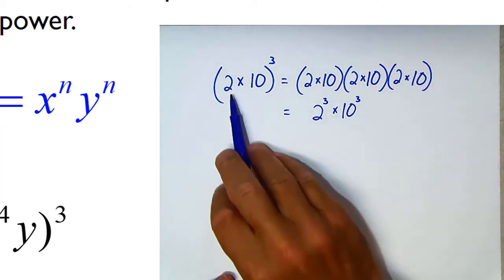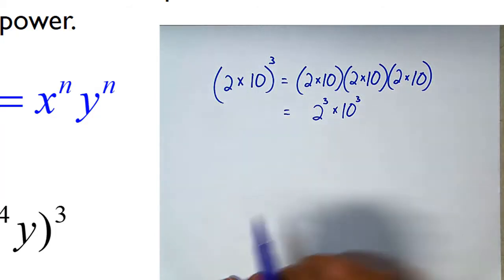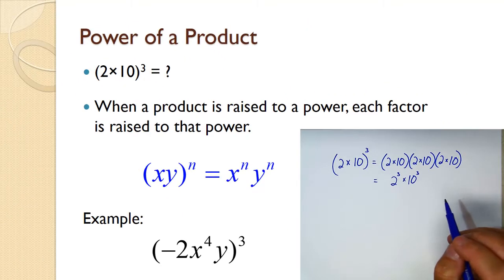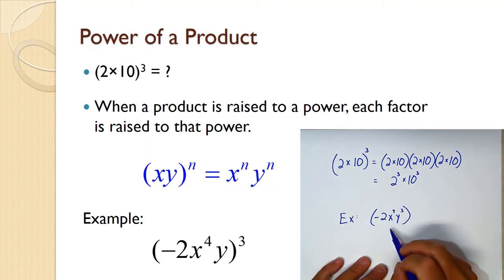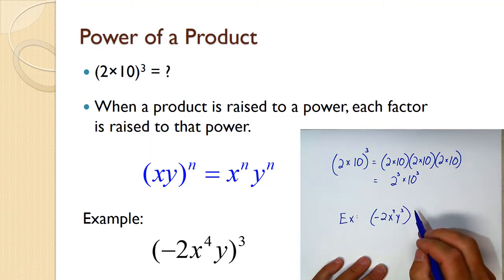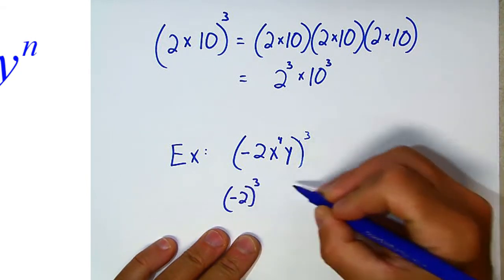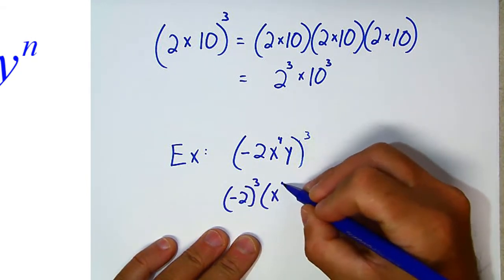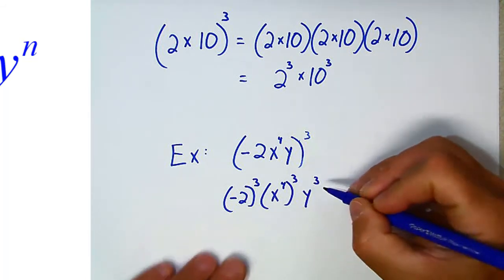Or in other words, if two things are multiplied together, then we can apply that exponent to each of the factors individually. And in fact, we used that property in our previous example to say that when things are multiplied, (xy)^n, the exponent applies to both. So (-2 x^4 y)^3 is the same as saying (-2)^3, (x^4)^3, and y^3.